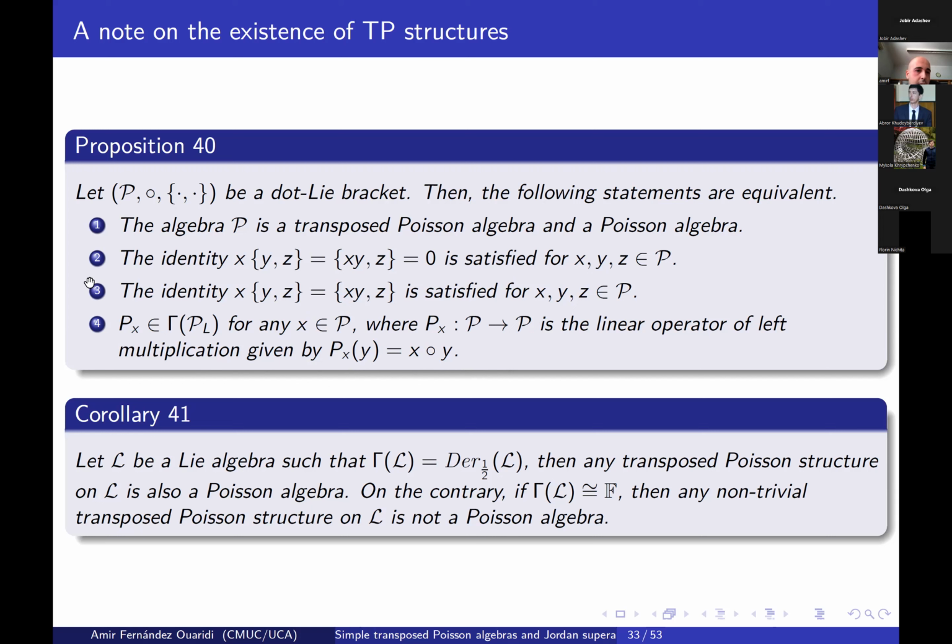As a corollary of this proposition, we have that for a Lie algebra whose centroid coincides with the space of one-half derivations, any transposed Poisson structure on L is also a Poisson algebra. On the contrary, if the centroid is isomorphic to the field, then any non-trivial transposed Poisson structure on L is not a Poisson algebra.